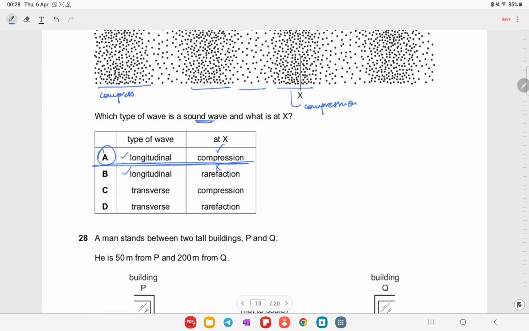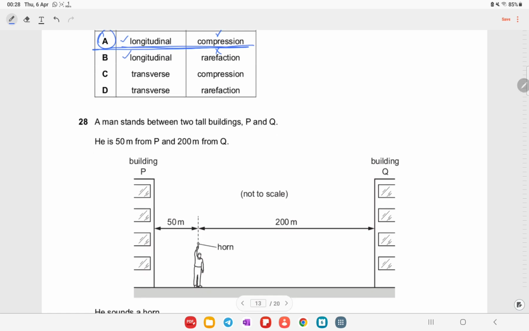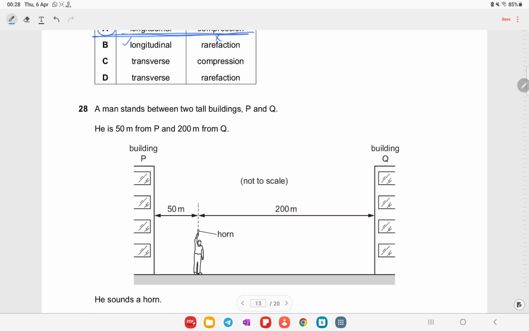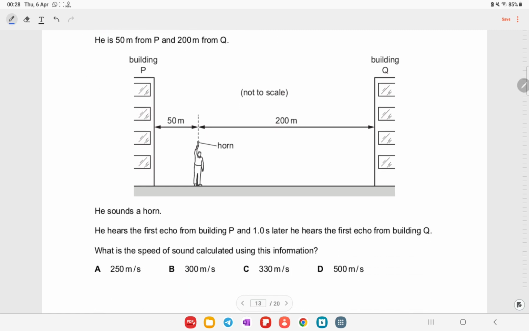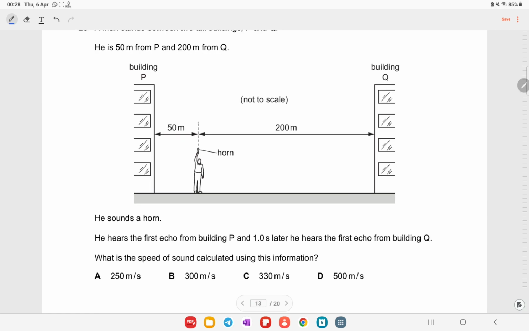A man stands between two tall buildings P and Q. He is 50 meters from P and 200 meters from Q. What do you need to find out? He sounds a horn. He hears the first echo from the building P 1 second later. So this is the lapse time. He hears the first echo from the building Q. What is the speed of sound calculated using this information?